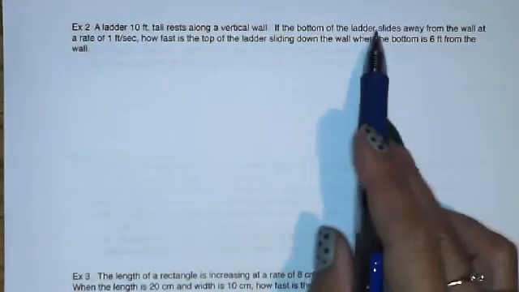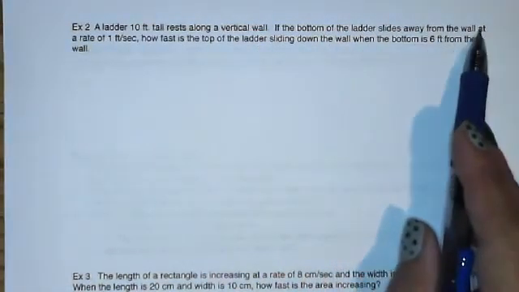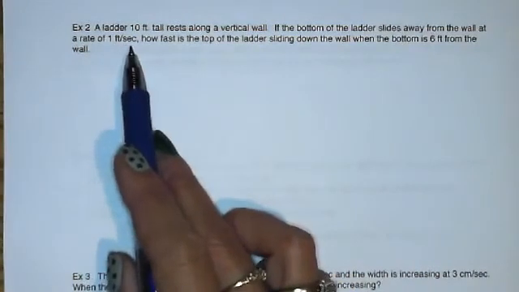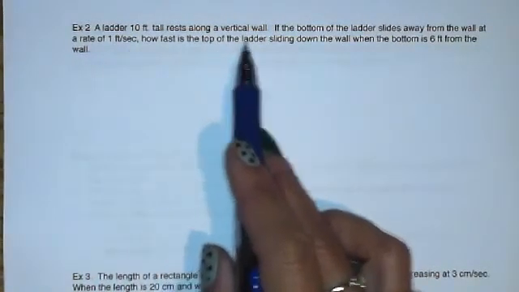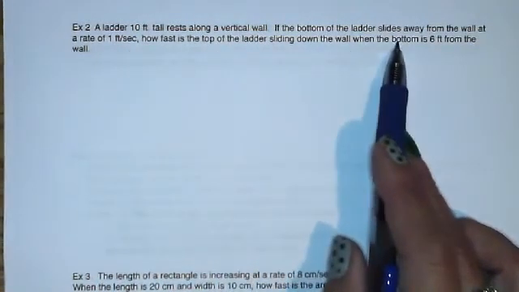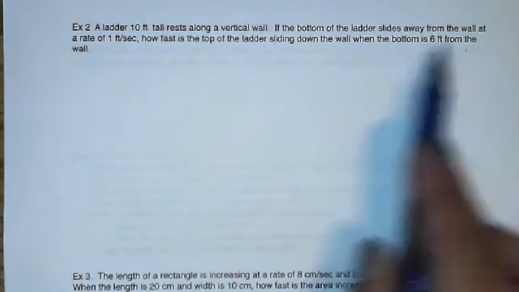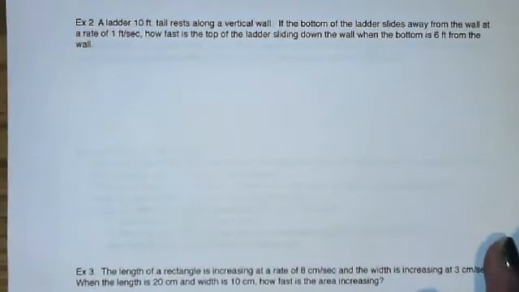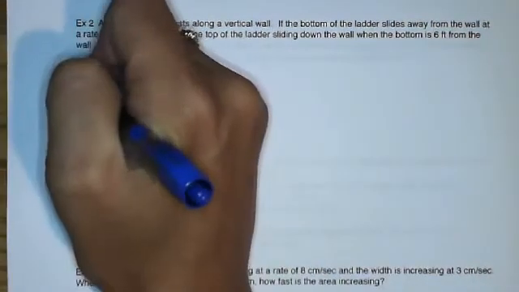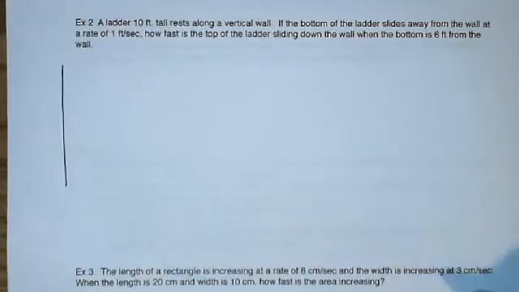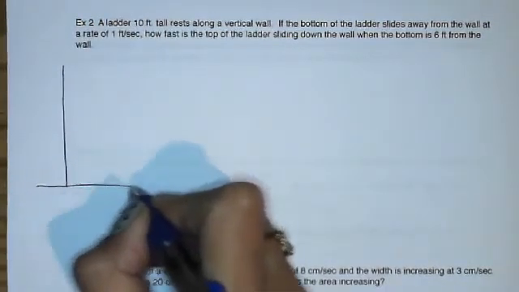Here we've got a 10-foot ladder rests along a vertical wall. If the bottom of the ladder slides away from the wall at a rate of 1 foot per second, how fast is the top of the ladder sliding down the wall when the bottom is 6 feet from the wall? All right, picture first.